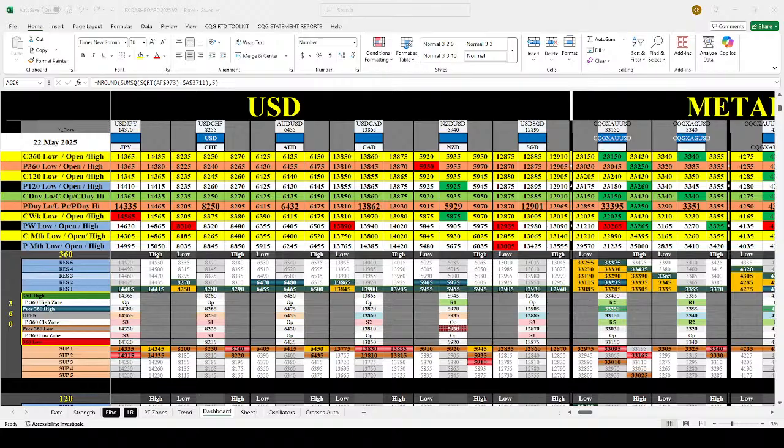So $8.50 means I lose $170. Then if I make $12, I make 240. So that means this probability is good. At least I make more than I lose, which is 170.